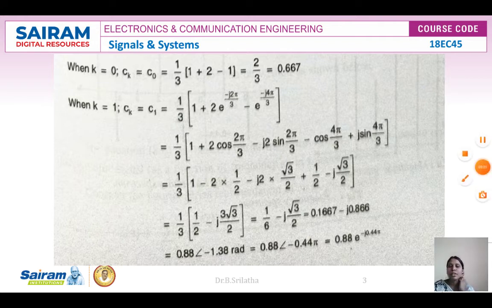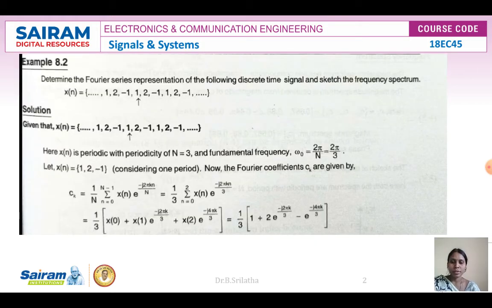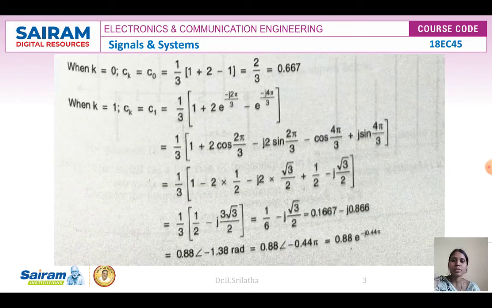First substitute k is equal to 0 to get c0. c0 is equal to 1 by 3 times (1 plus 2 minus 1). Substituting 0, e power 0 is 1 for each term, so 1 plus 2 minus 1 gives 2 by 3. Similarly, you can substitute k is equal to 1, and we get the following.